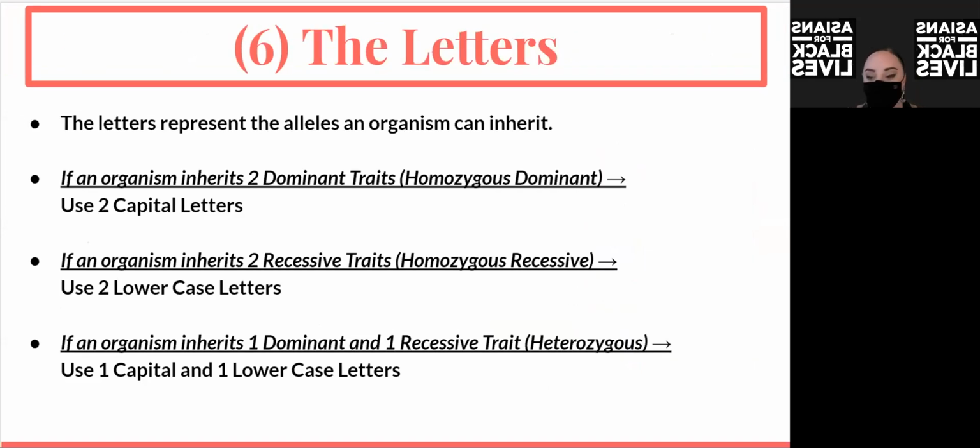Alrighty. So let's make sure we clarify these letters again, because it's going to be very important as we move forward into our Punnett squares. The letters represent the alleles an organism can inherit. If an organism is homozygous dominant, or inherits 2 dominant variations, I would use 2 capital letters. If an organism is homozygous recessive, or inherits 2 recessive variations, I would use 2 lowercase letters. And if an organism inherits 1 dominant and 1 recessive variation, or is heterozygous, I would write 1 capital and 1 lowercase letter.